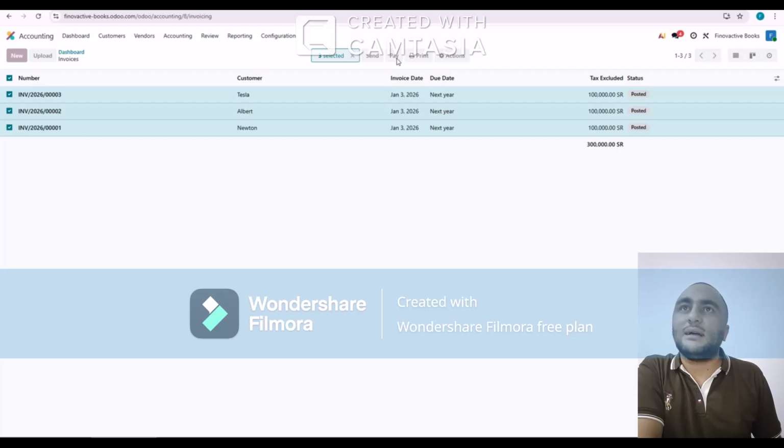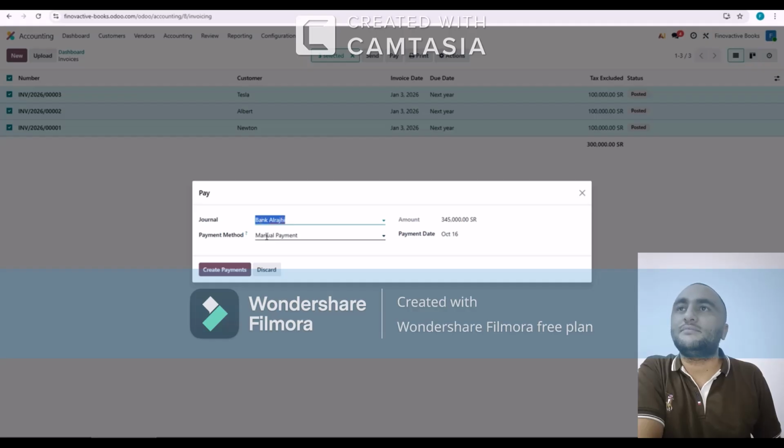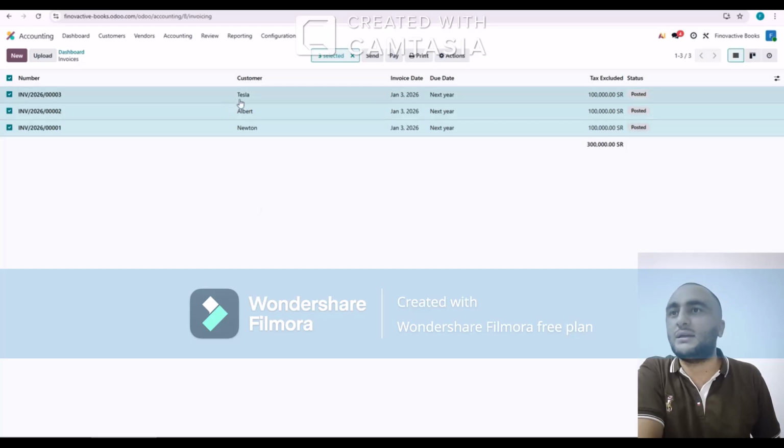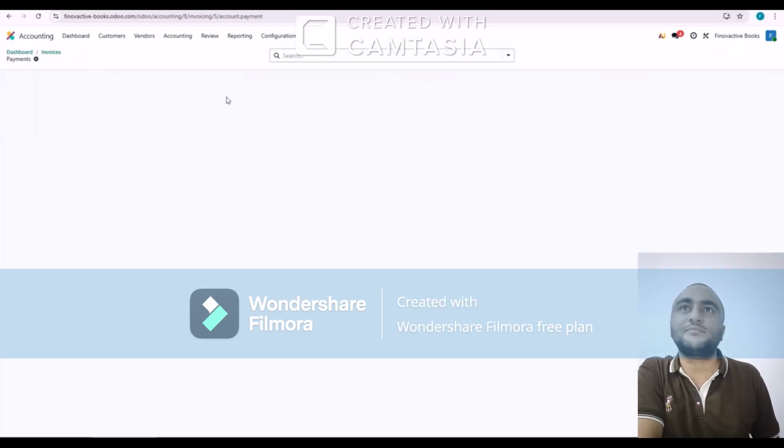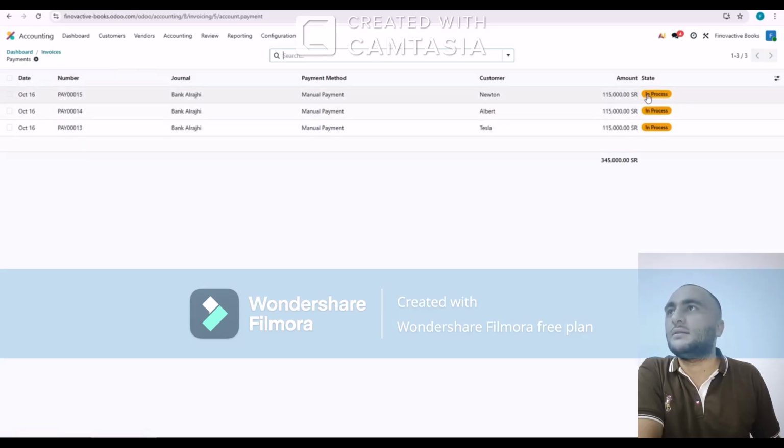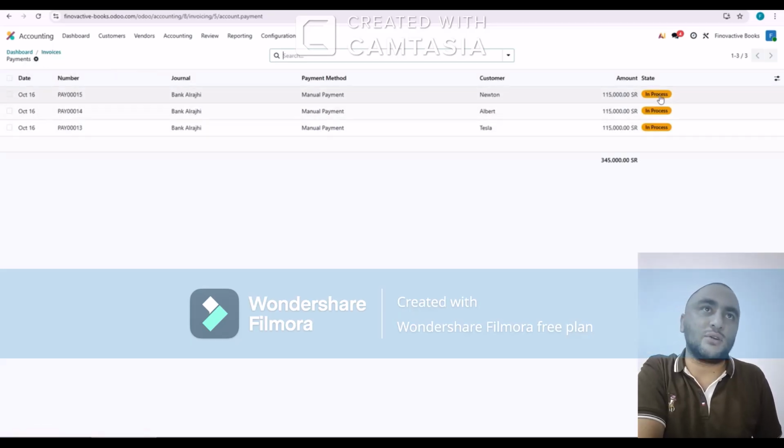We will select these all and pay, but this time via bank Raji. We will create payment 345 as tax is included. As you know, we have added tax later, so with tax amount we will get paid from these customers. Now these customers' invoices are in process.